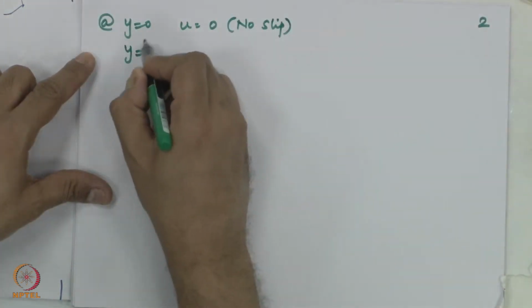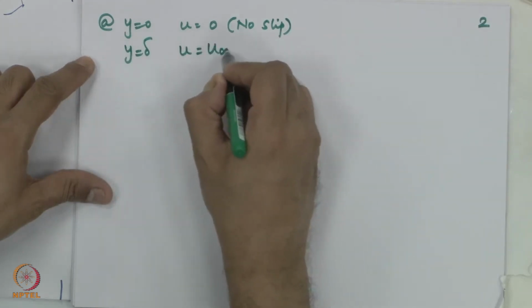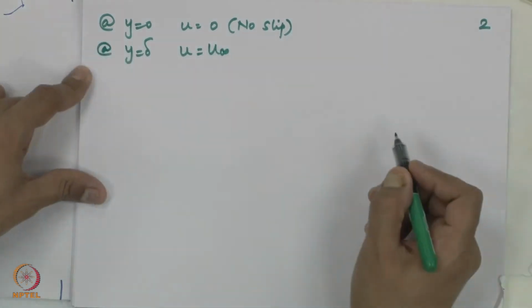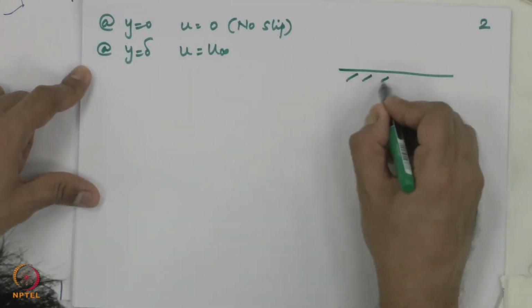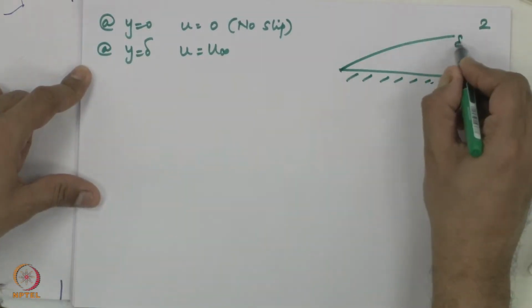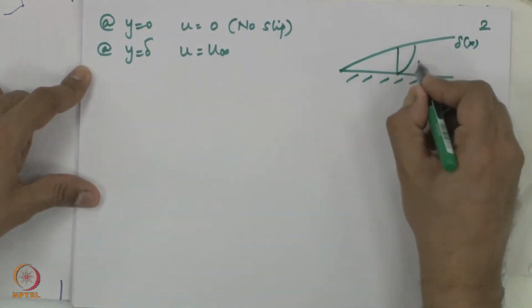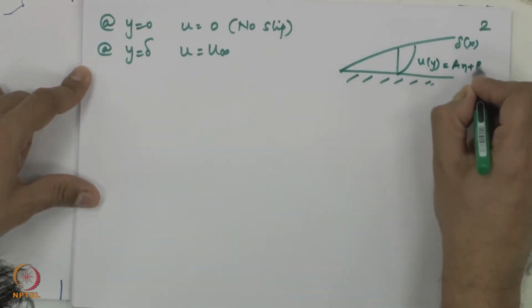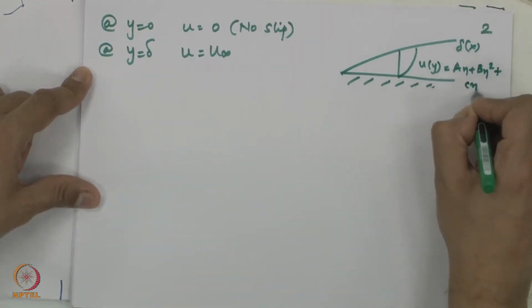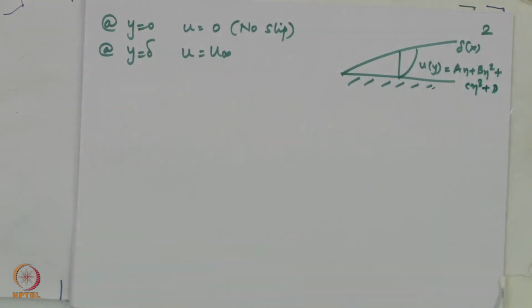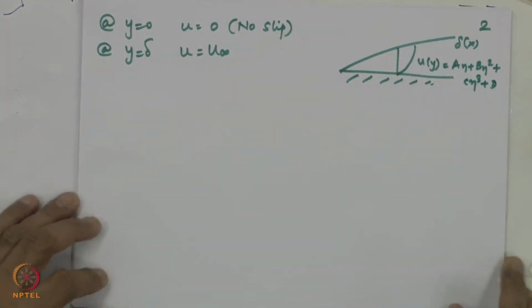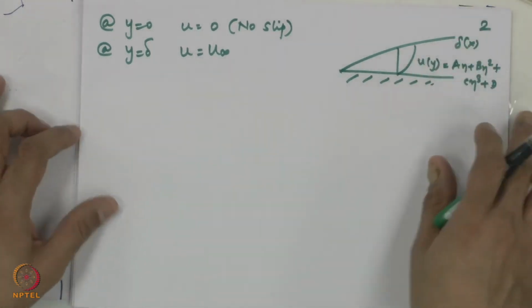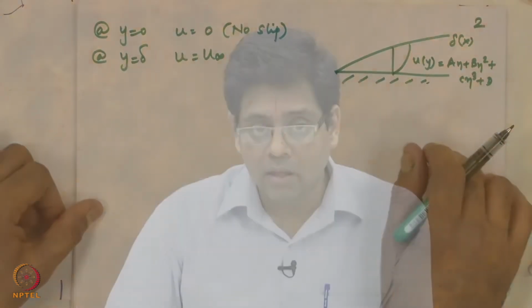At y equal to delta, u is equal to u infinity, the second boundary condition. So, I have a flat plate. This is delta as a function of x. This is my velocity distribution, a polynomial function: a eta plus b eta square plus c eta cube plus d. I need 4 boundary conditions. So, I have to think of physically correct ones, and have to be able to write them mathematically.